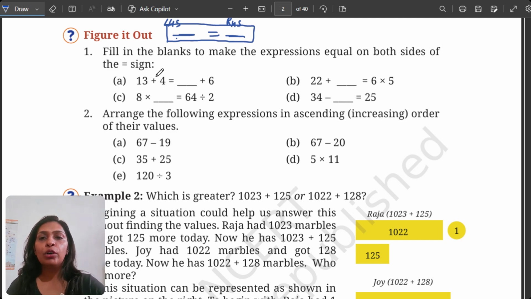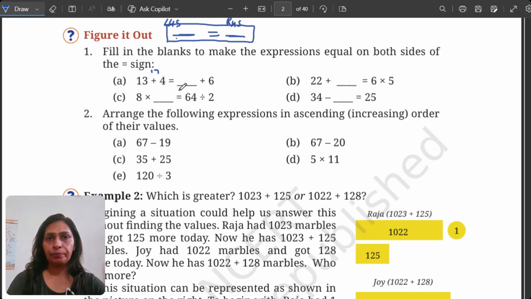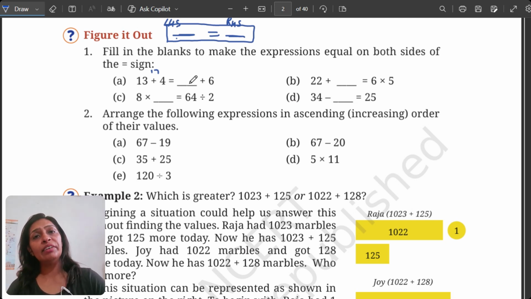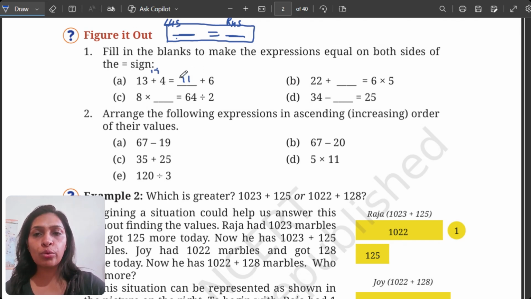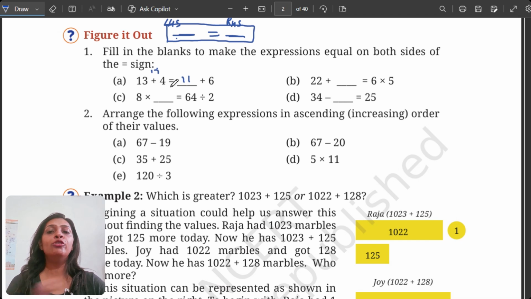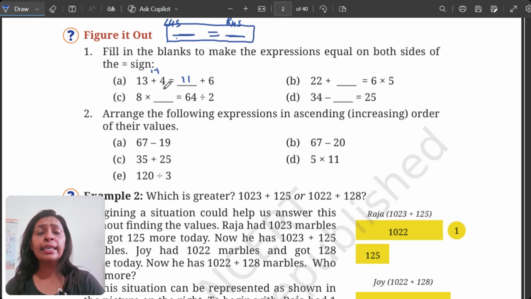What simply you have to do to get the answer is 13 plus 4. In your mind you can calculate that 13 plus 4 is 17. Now I want to make the RHS also 17. One way is you can keep thinking, what should I add to 6 to get 17? Or smartly, you can simply do 17 minus 6, and the answer is 11. So the answer to the first question is 11, because I have to make the equation correct and balanced.